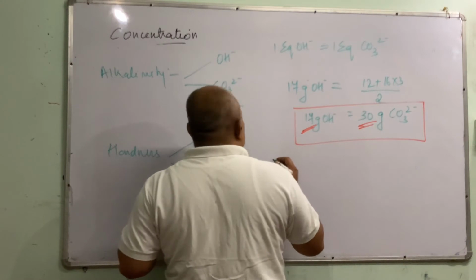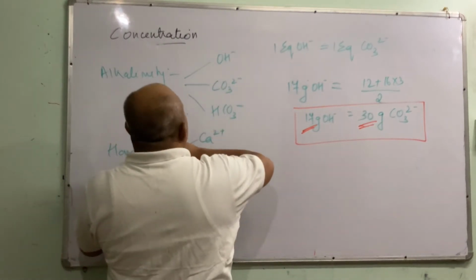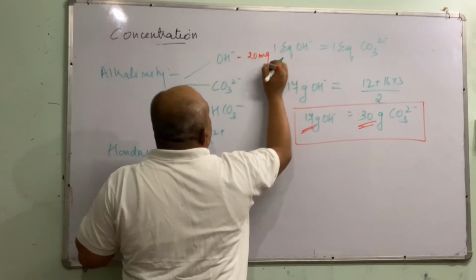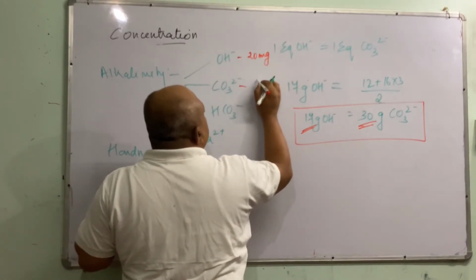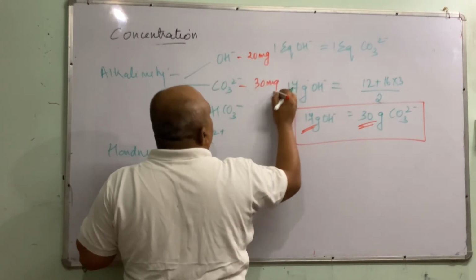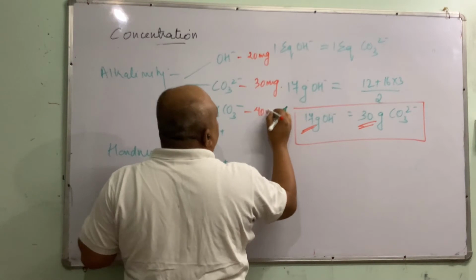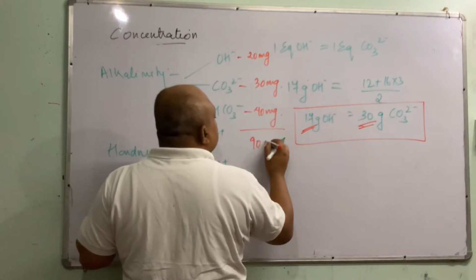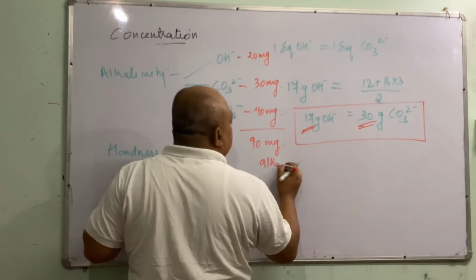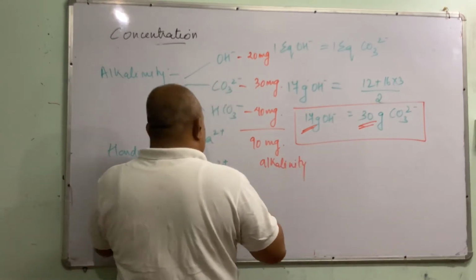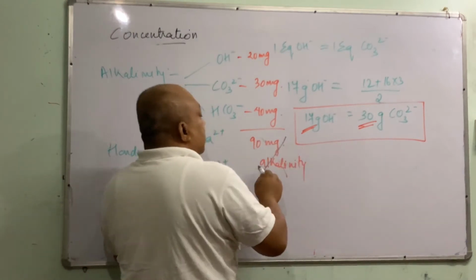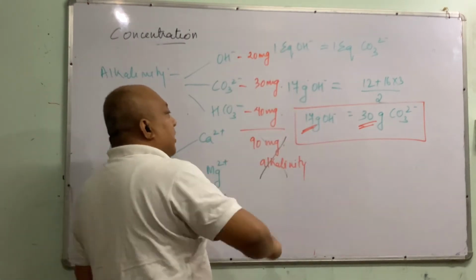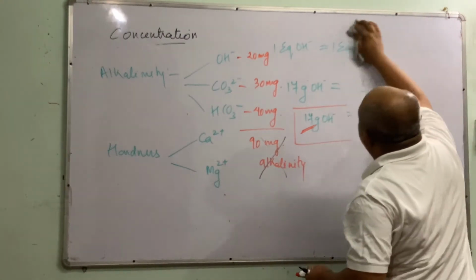Now I'll give you one example. This alkalinity, if I say OH is, say, 20 milligram, this one you make 30 milligram, and this one you make around 40 milligram. Can you see the total alkalinity is 20, 40, 70, 90 milligram of alkalinity? I cannot say this is correct. This is not correct. You have to convert the equivalent of this, the equivalent of this, and the equivalent of this. So let me tell you this concept also.